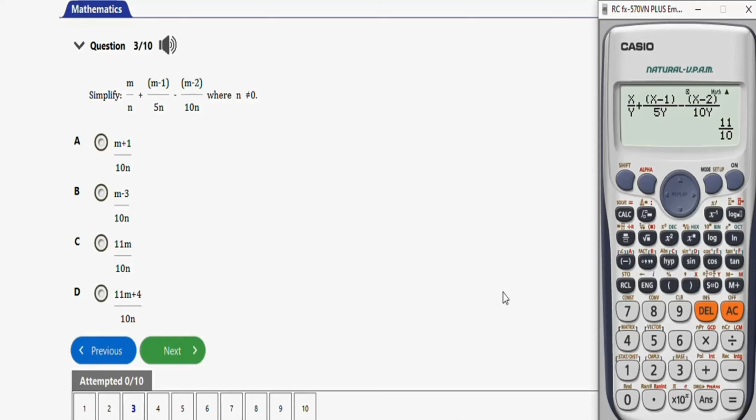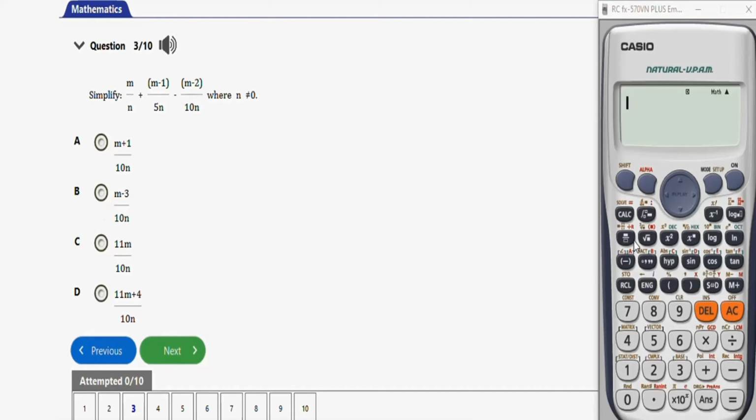Okay, so 11 over 10 is approximately 1.1. Alright, so let's begin with option A. But maybe let's look at the options. I know that the right option here will be option C.